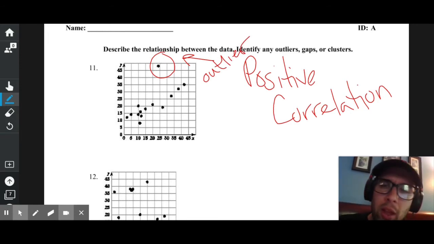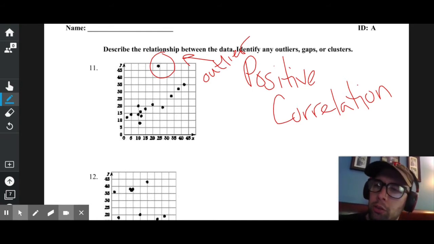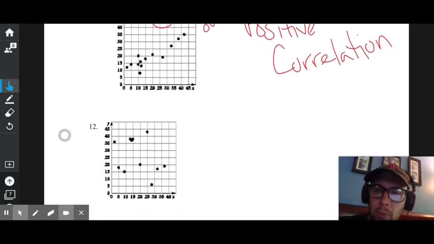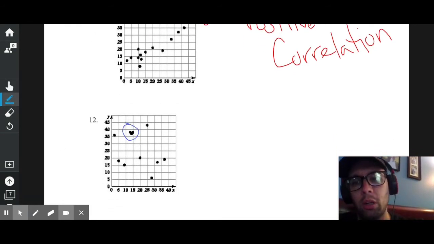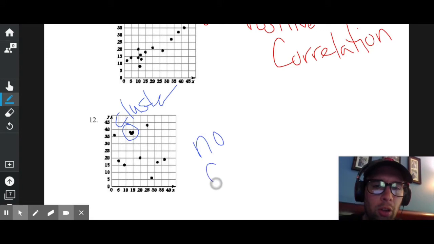One might argue that that little spot around the 10s and the 15s might be a cluster, but I'm not going to argue that because I don't think it is. Compared to the next picture where I definitely do have a cluster. And these dots are everywhere. So I'm going to say no correlation on this one.